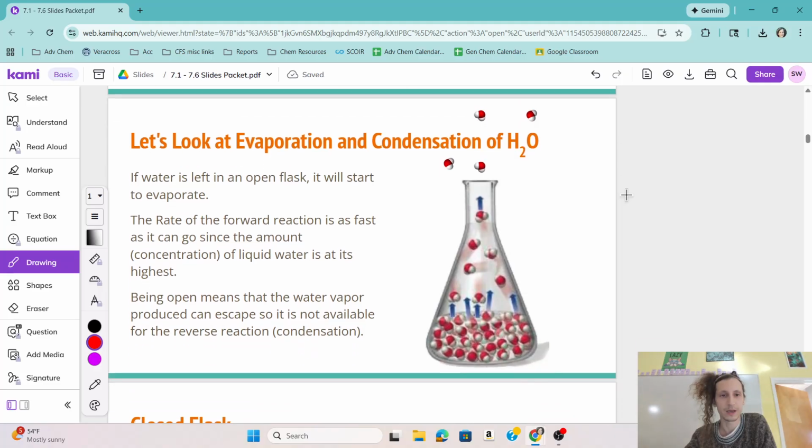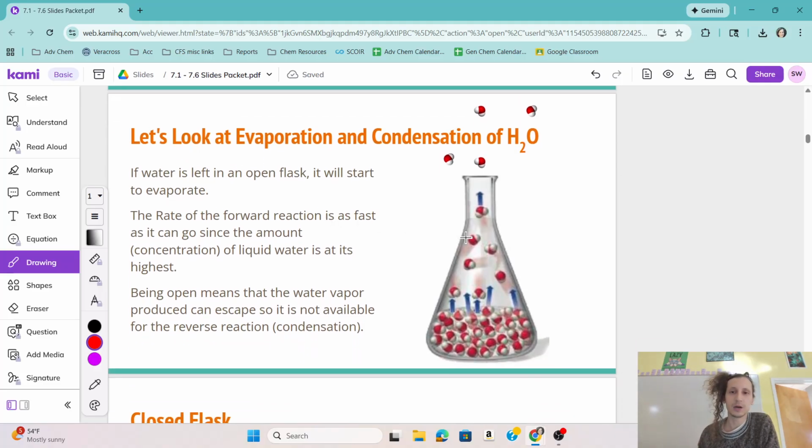So for an example, we have evaporation and condensation of H2O. So we've got H2O liquid that is turning into H2O gas. That's the evaporation, but then we've also got the gas turning back into a liquid. That's the condensation. So if you leave water in a flask or just a cup on your desk, if you come back in a week, there'll be less water in there because some of it has evaporated. Some of that evaporated water, the steam, is also recondensing and going back into the water, the liquid form.